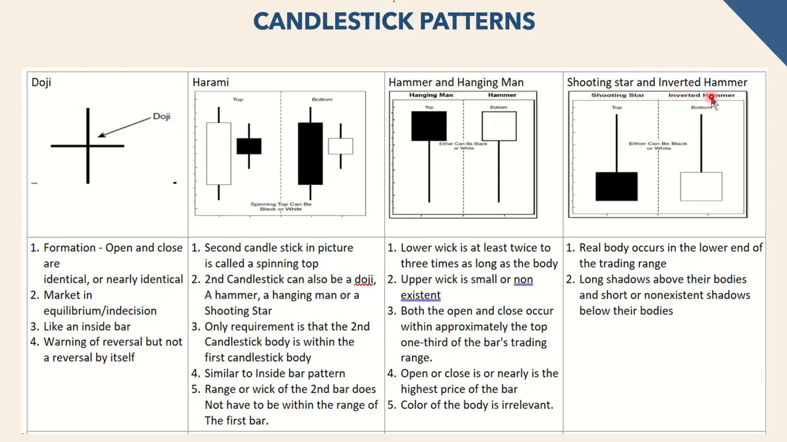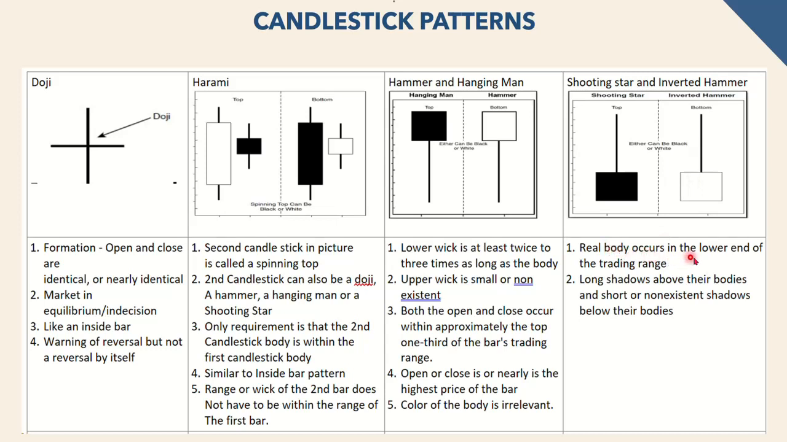Shooting star and inverted hammer. It's similar to the hammer and hanging man formation, but it is the reverse, opposite. If this kind of formation happens at the top, we call it a shooting star. If this kind of formation happens at the bottom, we call it an inverted hammer. In either case, color doesn't matter. Either can be black or white. Top can be black or white. Bottom can also be black or white.